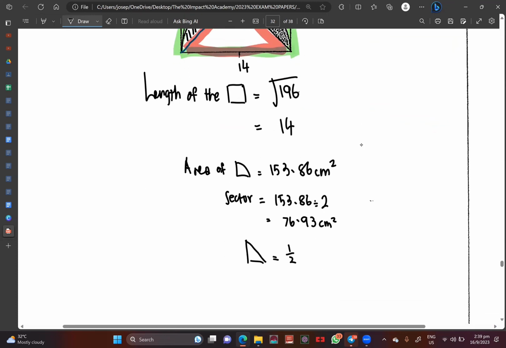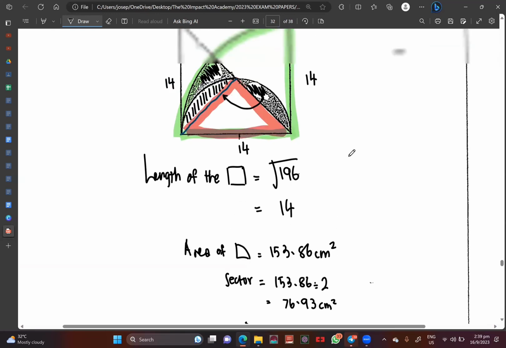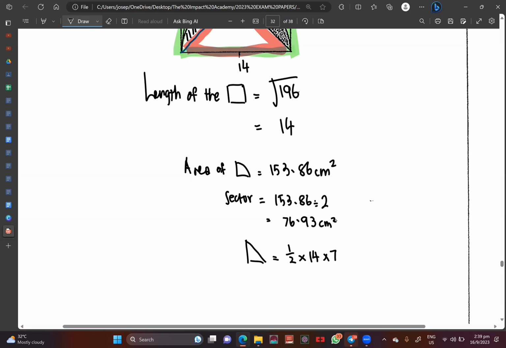So the area of the triangle would then be half times, what is my base? My base is 14. What is my height? My height is 7. So we will have to do half times 14 times 7, and we will get to 49. You all agree so far?